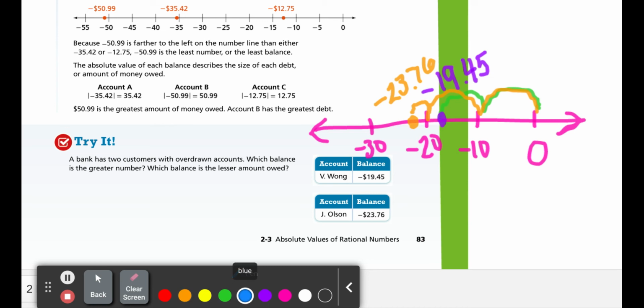So, which balance is the greater number? -$19.45. Which balance is the lesser amount owed? Also -$19.45. Because if I owe $19, that is owing less money than if I was to owe $23.